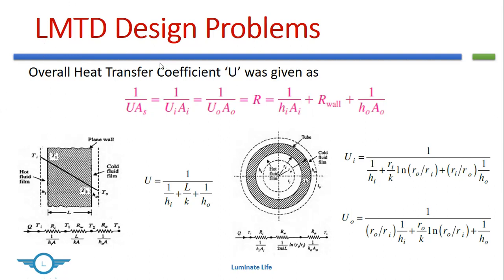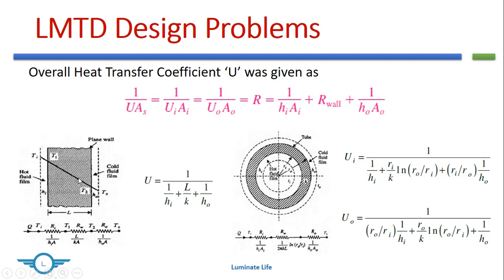The first and foremost will be your overall heat transfer coefficient U, which is given by 1 by UiAi equal to 1 by U0A0 equal to the net resistance R, which is the convective resistance plus the conductive resistance of the wall and the convective resistance of the outer surface area. Now this was a generic definition which we described in our LMTD lecture.